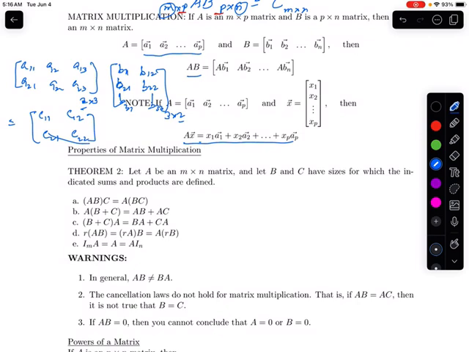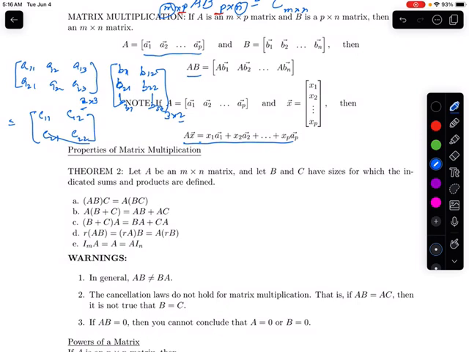So let's look at the properties of matrices, and then again we can show some proofs here. It says: let A be an m by n matrix and let B and C have sizes for which the indicated sums and products are defined. Then (AB)C is the same as A(BC). So it's saying that multiplying the three matrices means you multiply two of them first and then multiply the answer with the third.